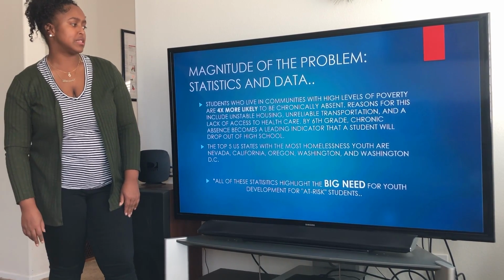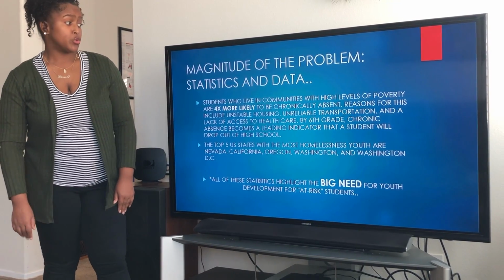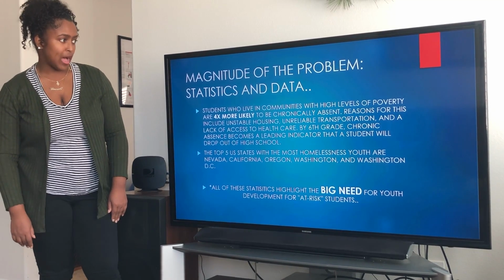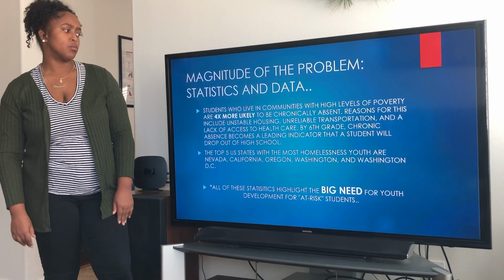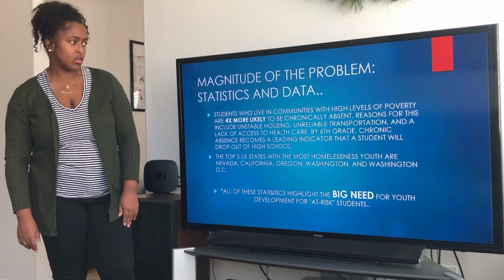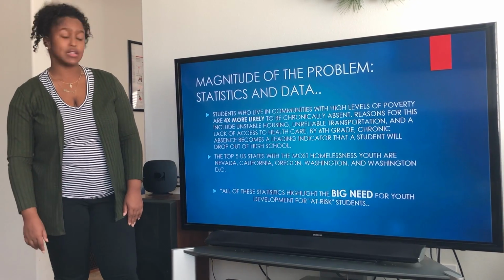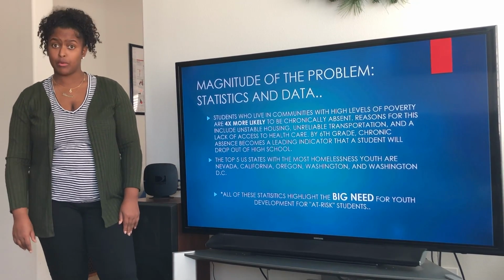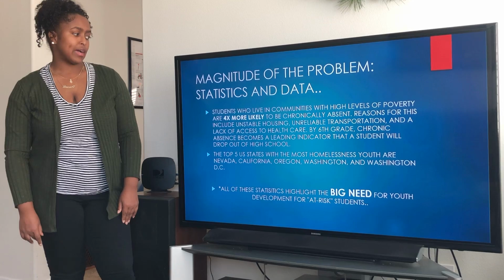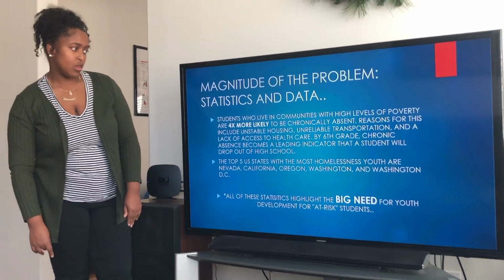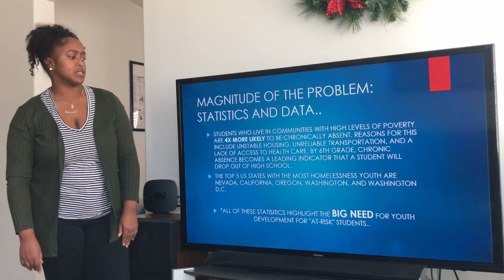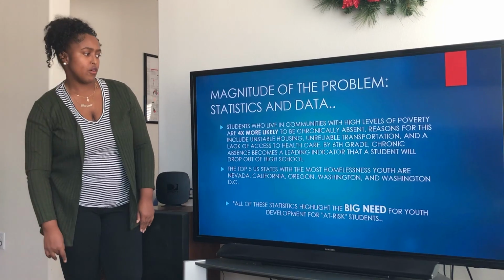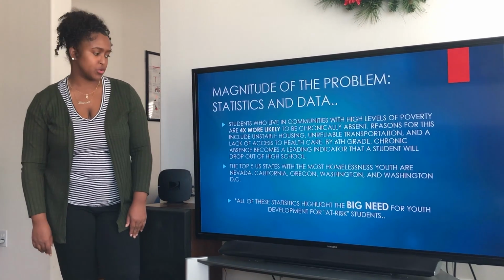Magnitude of the problem, statistics and data continue. Students who live in communities with high levels of poverty are 4 times more likely to be chronically absent. Reasons for this include unstable housing, unreliable transportation, and a lack of access to health care. By the 6th grade, chronic absence becomes a leading indicator that a student will drop out of high school.